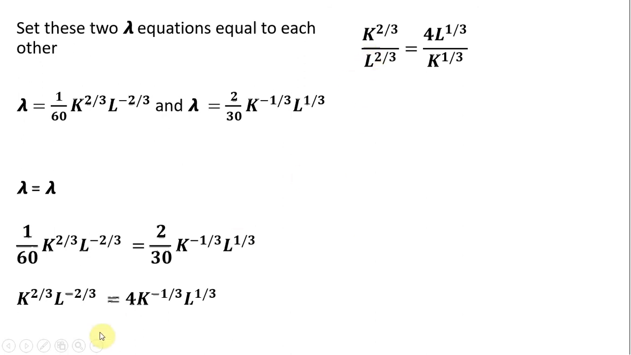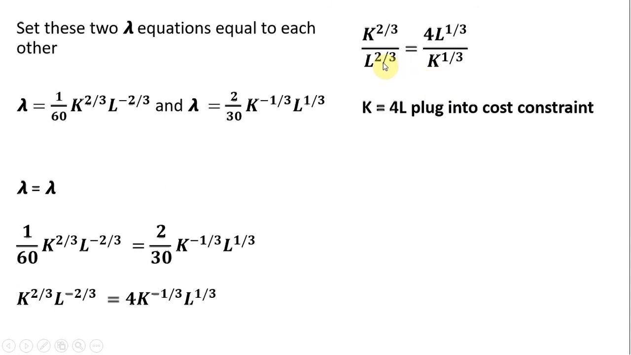Following the rules of exponents, on the left-hand side, we're going to move this L to the minus 2/3 into the denominator, and that will then become L raised to the 2/3 power. And we'll do a similar thing on the right-hand side. K raised to the minus 1/3 power is the same thing as 1 over K to the 1/3.